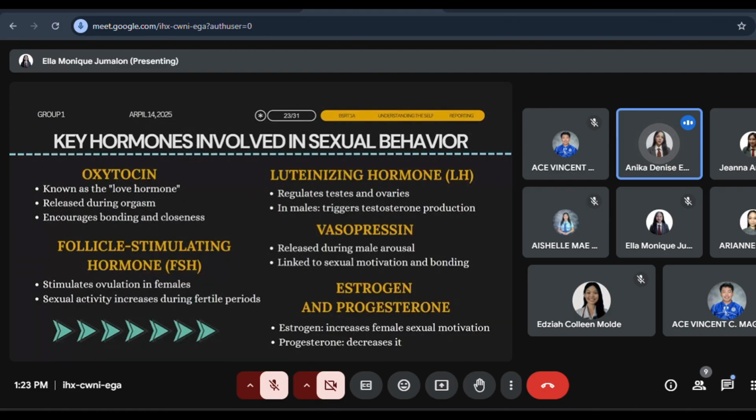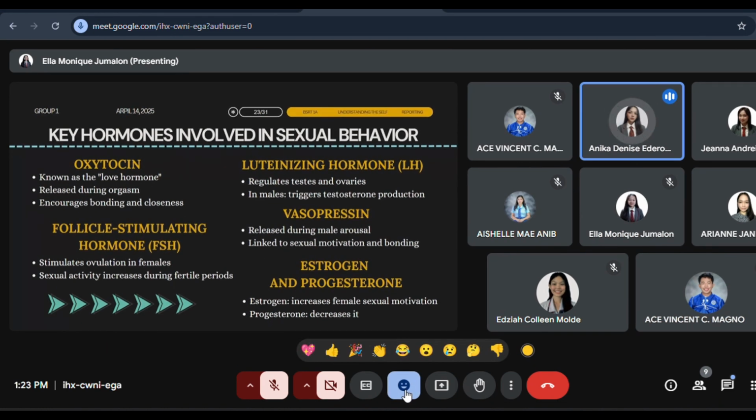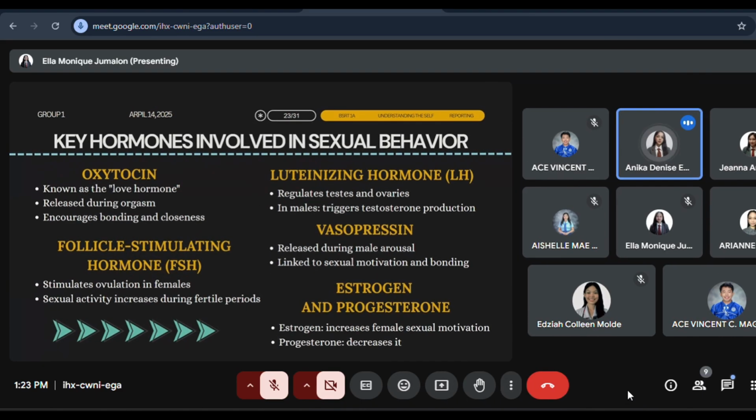And then we have LH, or luteinizing hormone, which works with FSH and helps regulate the ovaries in females and stimulates testosterone production in males, which is a major driver of sexual desire. Next is vasopressin, which is mainly active in men and increases during arousal. It's believed to enhance sexual motivation and may also play a role in emotional bonding. Finally, estrogen and progesterone both influence female sexual behavior. Estrogen boosts motivation while progesterone tends to suppress it. So these hormones create a kind of natural rhythm in sexual desire.